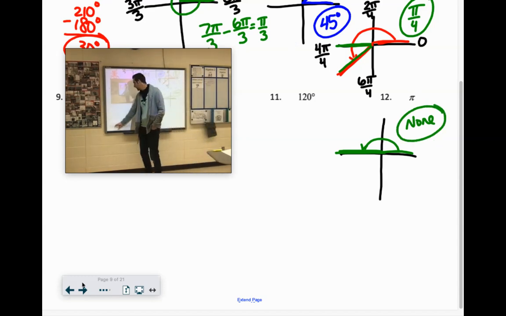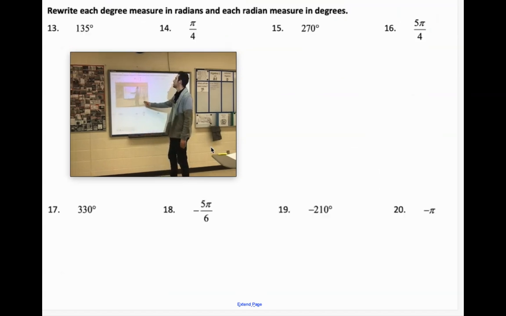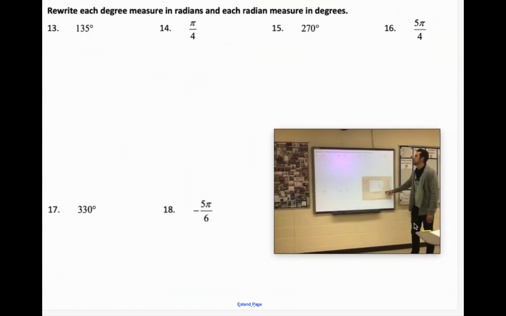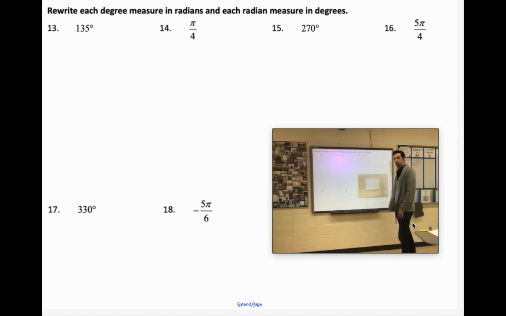Let's see what else we can get before I run out of time here. Rewrite each measure in radians and each radian in degrees. Yeah, we can crank out a couple of these.